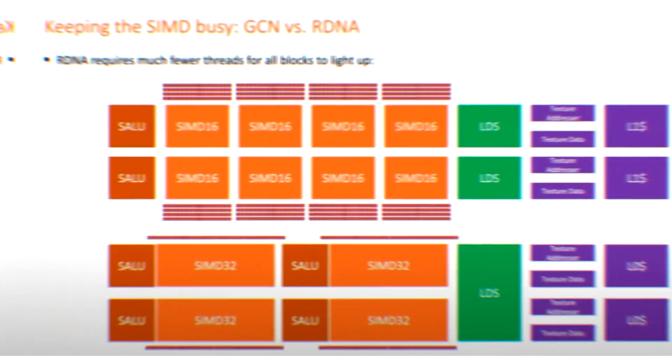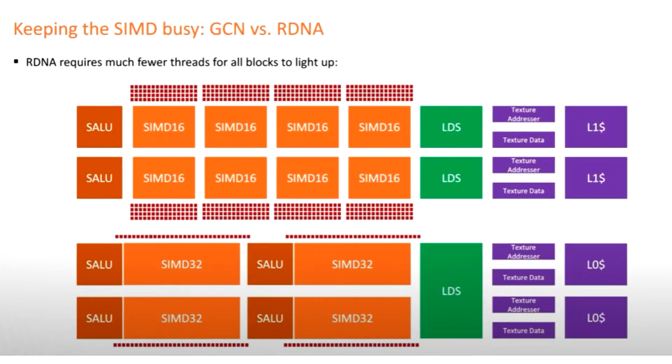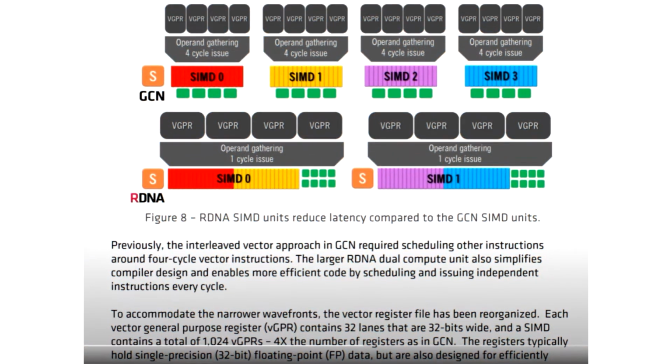With RDNA, SIMD16 was changed to a SIMD32 pipeline, and two of them combined with 2 scalar ALUs make up one RDNA compute unit, or CU. The ratio of scalar to vector pipelines per CU also changed from 1 to 4 in GCN to 1 to 2 in RDNA. As gaming graphics have become heavier on scalar operations, the effective gaming IPC, or instructions per clock, of an RDNA CU has greatly increased compared to GCN.